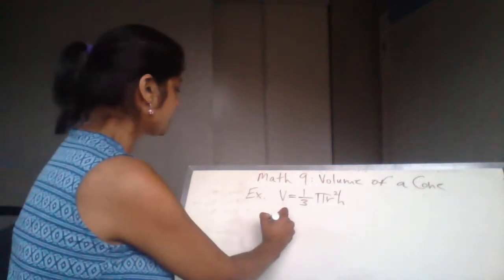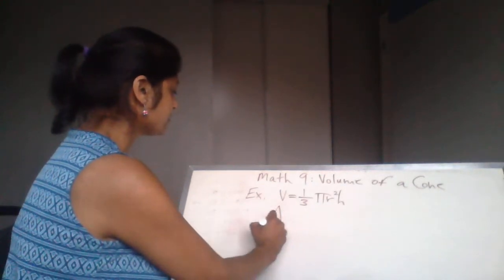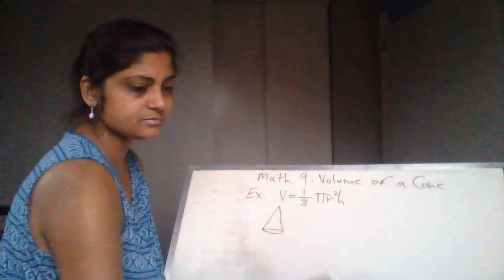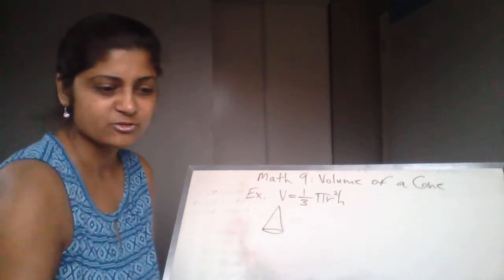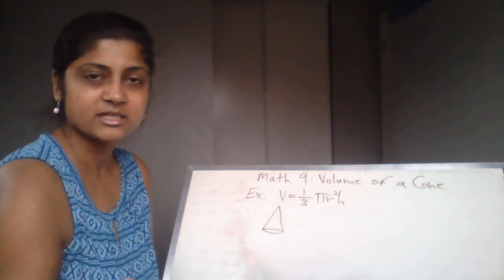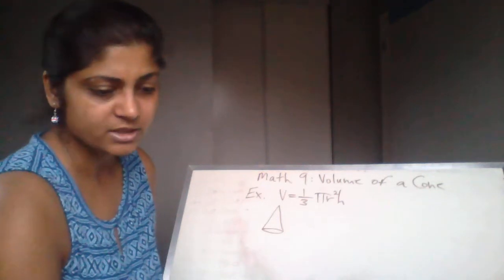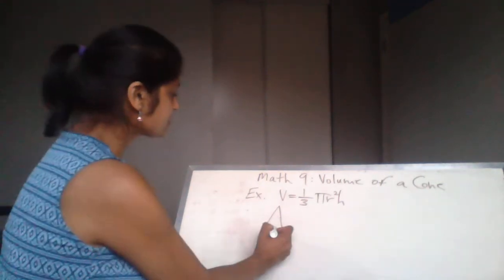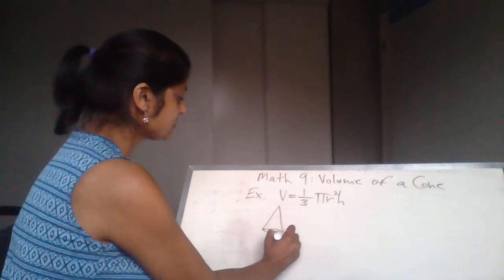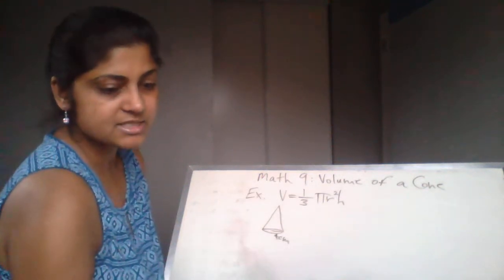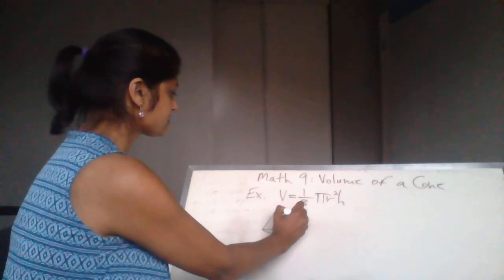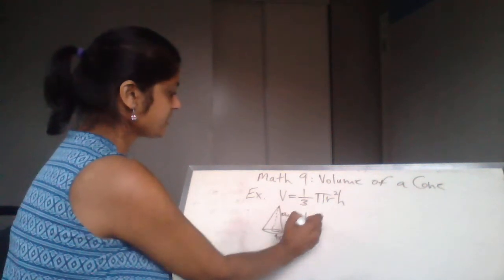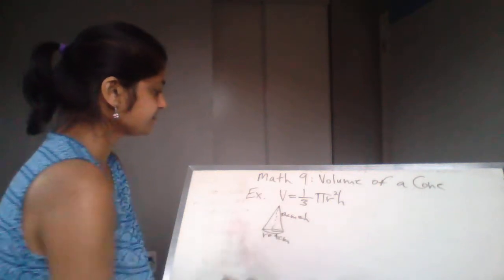I'm going to make a really quick sketch here of the cone. If you go to the mall to buy frozen yogurt, you'll notice it's usually a triangular shaped cup. We have the radius right here, which is 4 centimeters, and the height is given as 12 centimeters. I'm going to put h, and this one is r.